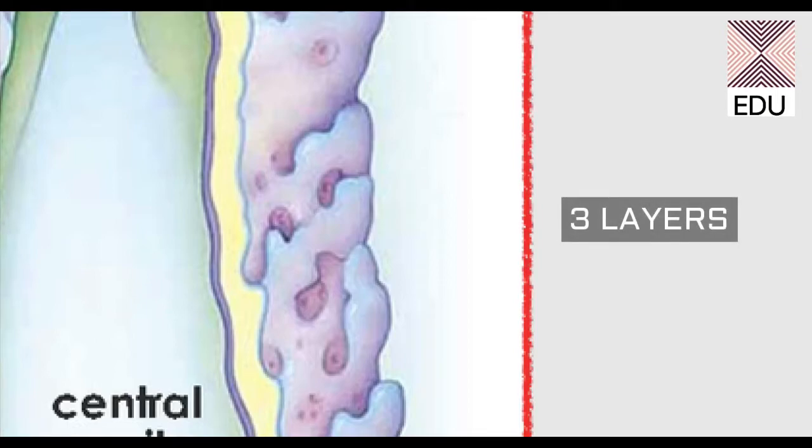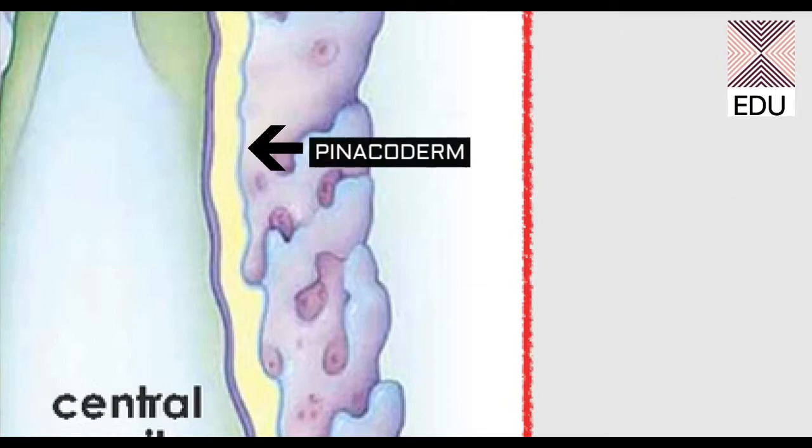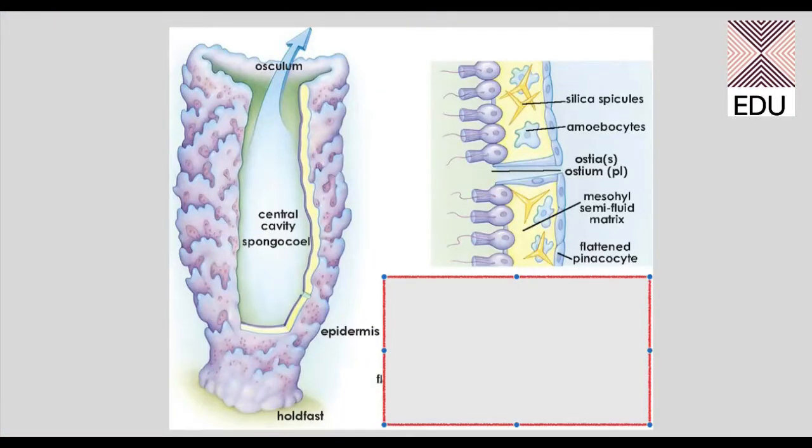The outermost layer is the pinacoderm. The picture on the right shows the three basic layers of the body wall. This is the first layer, the light blue colored layer, and it is the pinacoderm. It is composed of flattened cells which are called pinacocytes. So this is the outermost first layer.